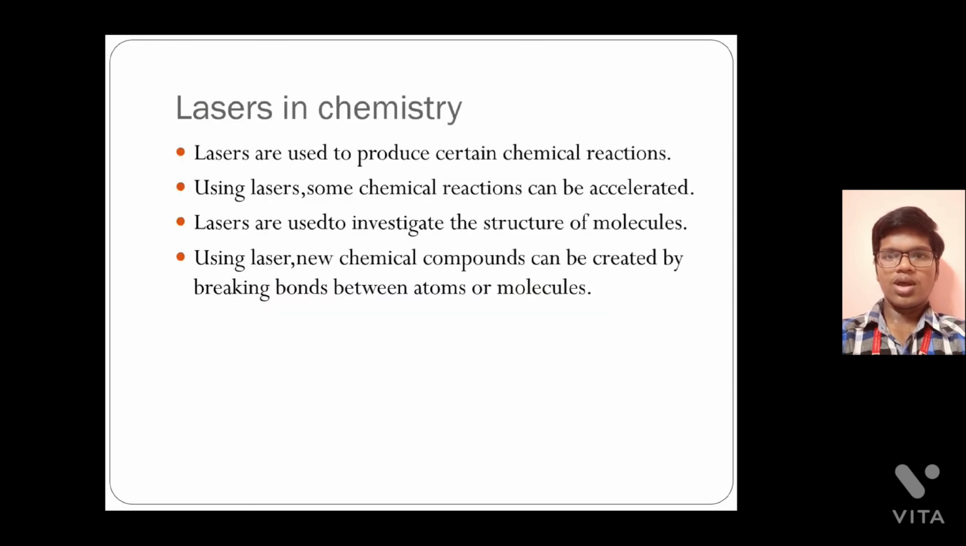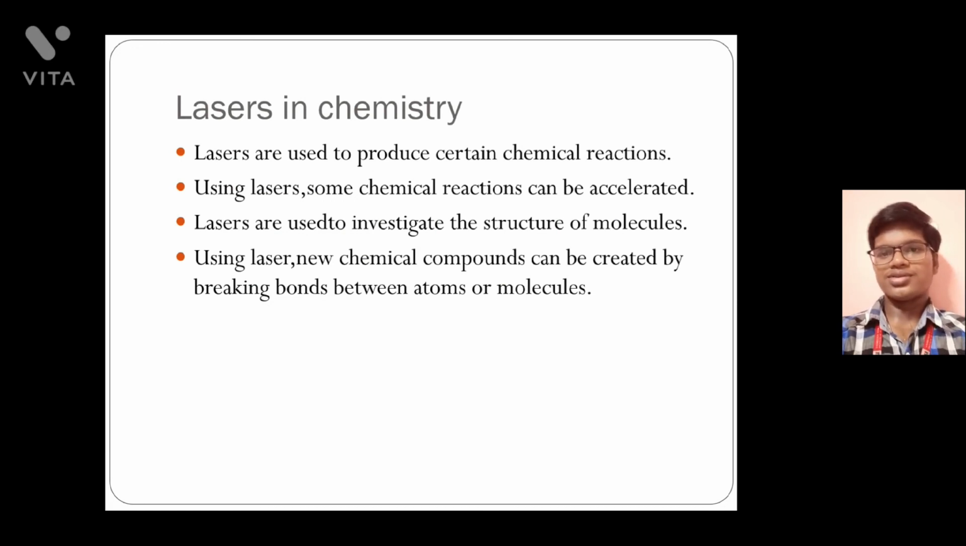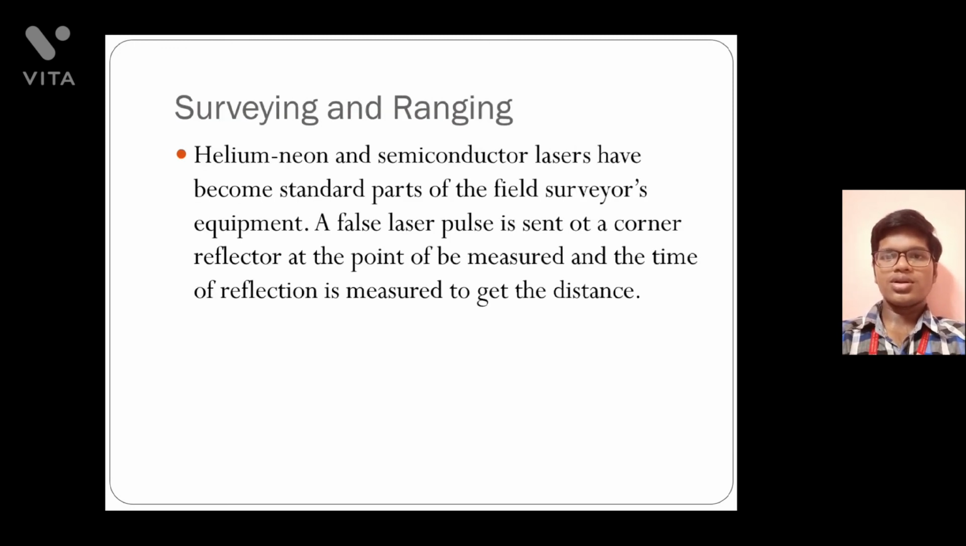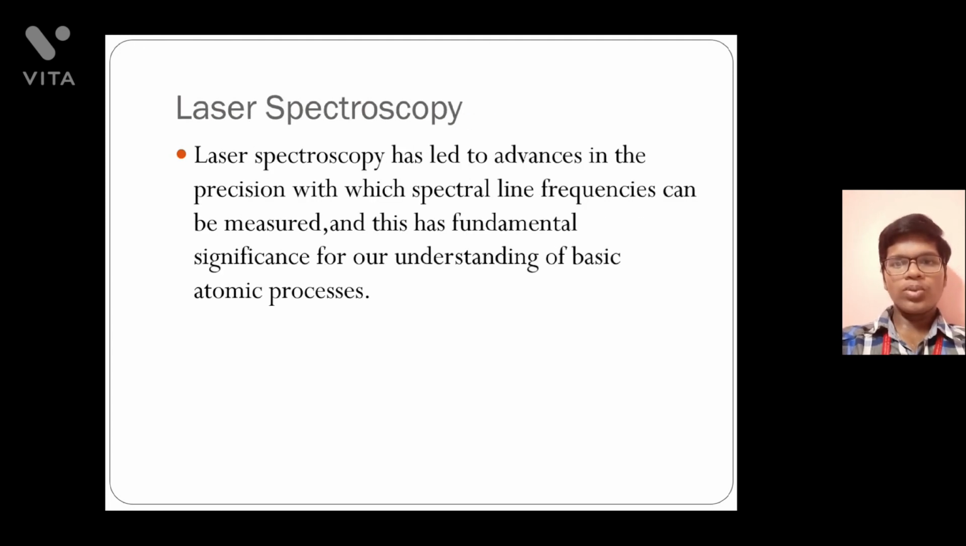And in chemistry, lasers are used to accelerate chemical reactions and to produce certain chemical reactions. In surveying and ranging, lasers are used to measure the field. And in laser spectroscopy, it is used to know about many basic atomic processes. So it has many advantages.